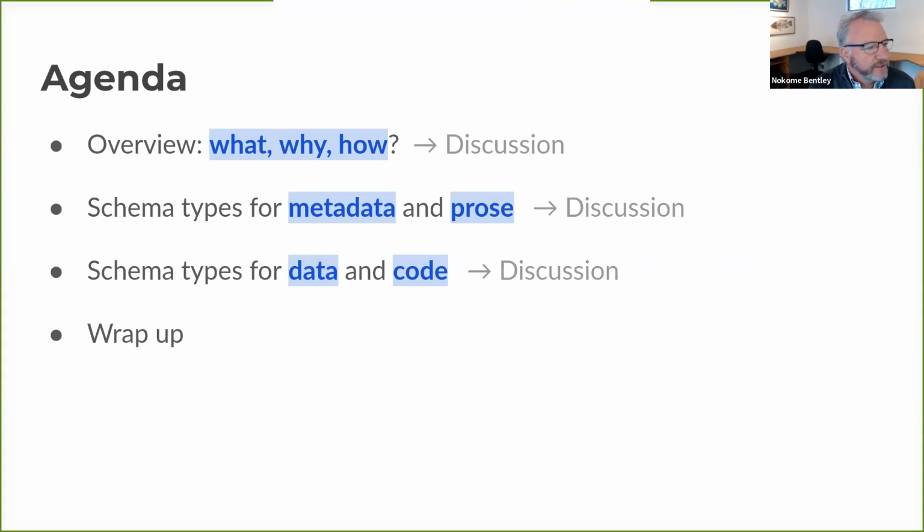First section is really just an overview of what this is, why we're doing it, and how we're doing it. We're going to then go into a bit more of a dive into the types around metadata and prose. Stop for some discussion there, and then get into discussing some of the types around data and code, and then we'll wrap up.